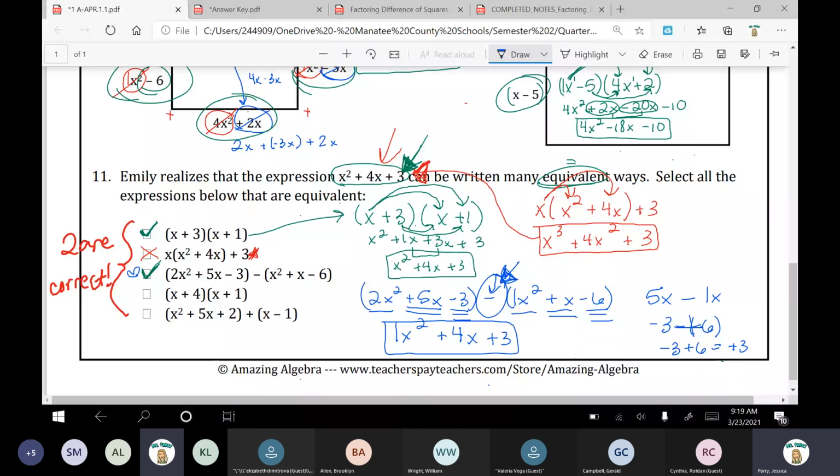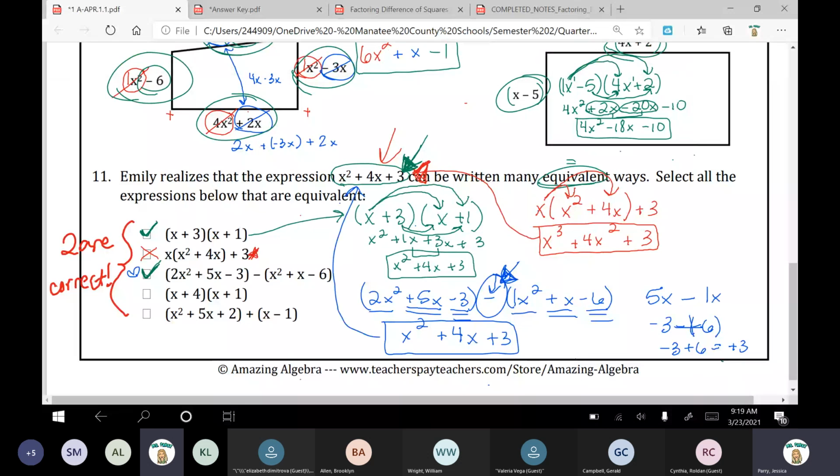Okay, 1 is invisible, so I erase that 1. So x squared plus 4x plus 3, these things are equal. So that means they are equivalent. That means this is also a solution.